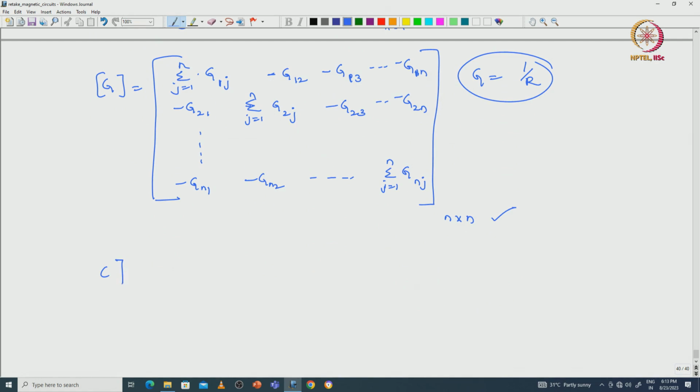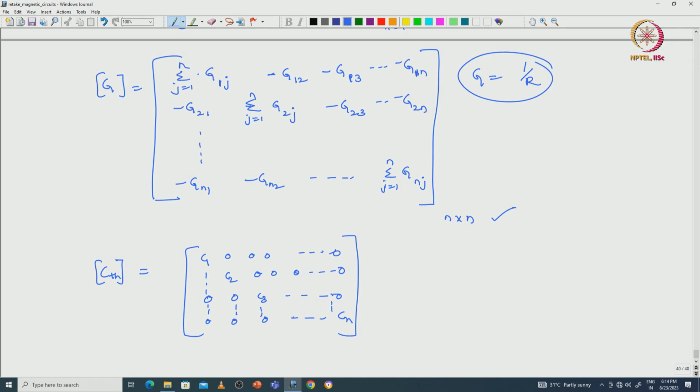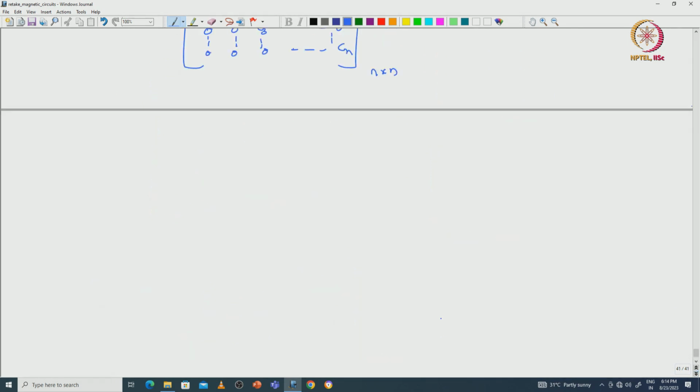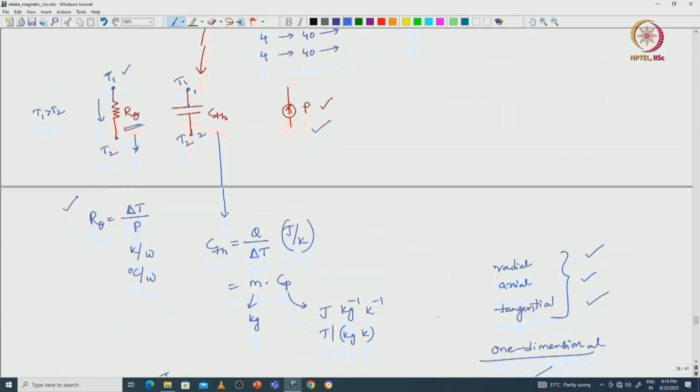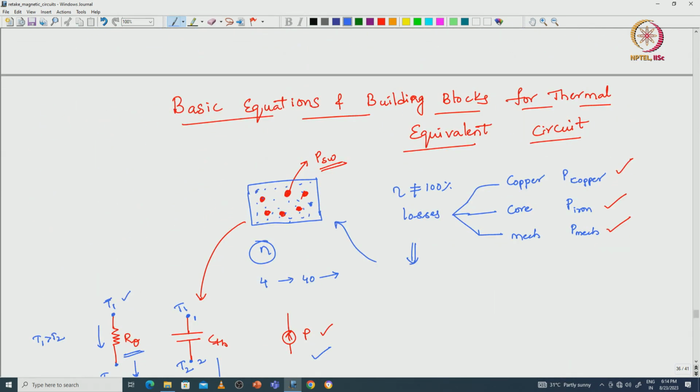And the thermal capacitance matrix CTH is also an n by n matrix and it is a diagonal matrix: C1, C2 and C3 and so on up to Cn. Okay, this is the thermal capacitance matrix. So by analyzing this equation, we can find the temperature at various thermal nodes of the machine, like this point, wherever we want to analyze the temperature, we can find it.